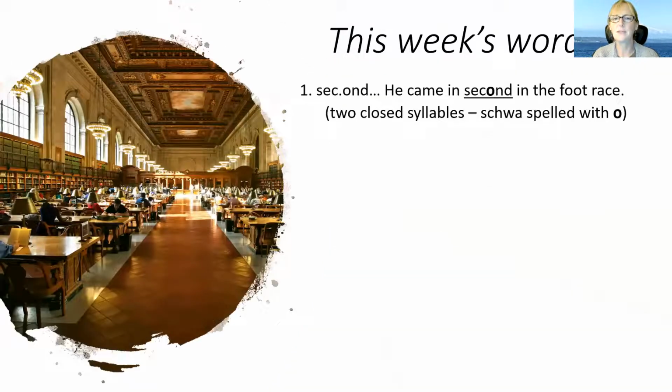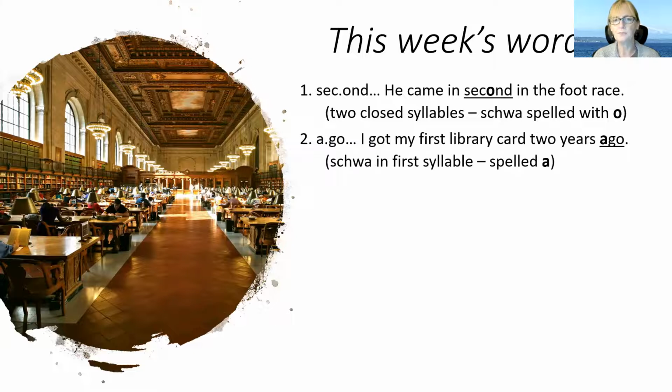All right, here are this week's words. He came in second in the foot race. 2 closed syllables. The schwa is spelled with an O. You can see that I'm going to bold the schwa in writing it in the sentence, and that's to show you where the schwa sound is. Second. That schwa is that lazy vowel sound. We use it all the time in English. The trick is we have to remember which letter to spell it with. So in the case of second, the sound is spelled with the letter O.